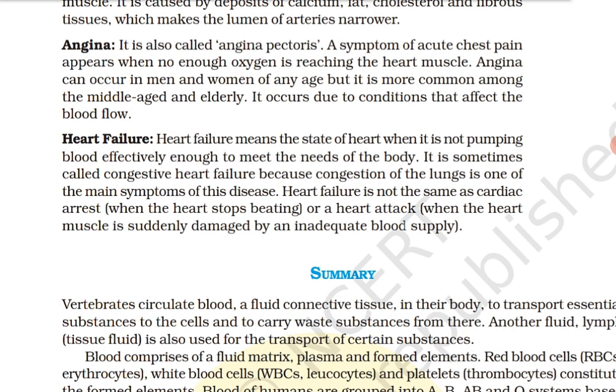of the body. ठीक है, it is sometimes called congestive heart failure because congestion of the lung is one of the main symptoms of this disease. Next we are going to read the summary.